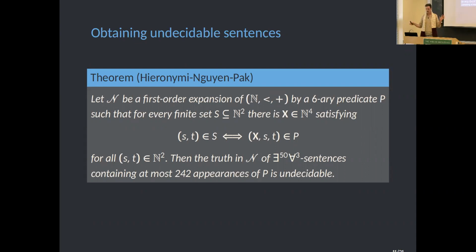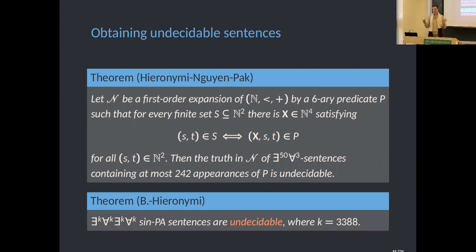Right, so as I was saying, if we have a first order expansion of the natural numbers with order and addition by some predicate with exactly this property that I mentioned our predicate had, aka there are parameters where we can encode with if and only if any finite subset of the grid, then we have that deciding EA sentences with that predicate and some bound, the particular bound doesn't matter, on appearances of that predicate, we get undecidable sentences.